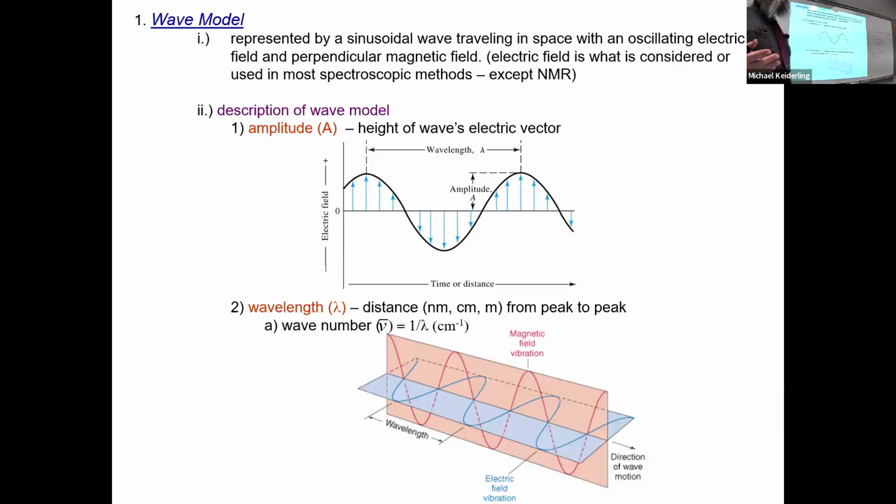There is also a wave number, which is used in infrared measurements. Wave number is written as V with a bar on top, and it is 1 over the wavelength in centimeters. The units are usually inverse centimeters. So infrared measurements are between about 100 and a few thousand inverse centimeters of wave number.